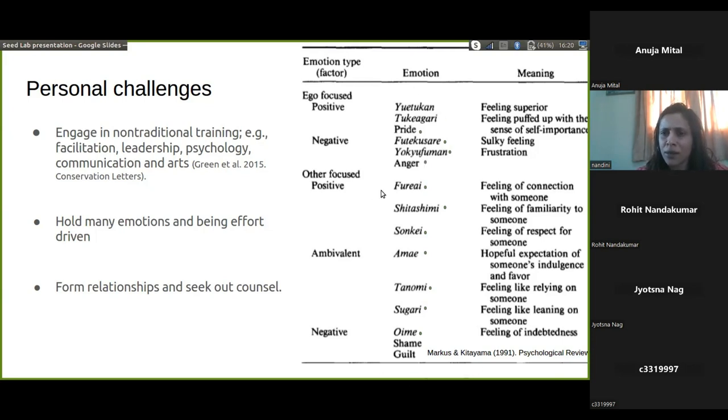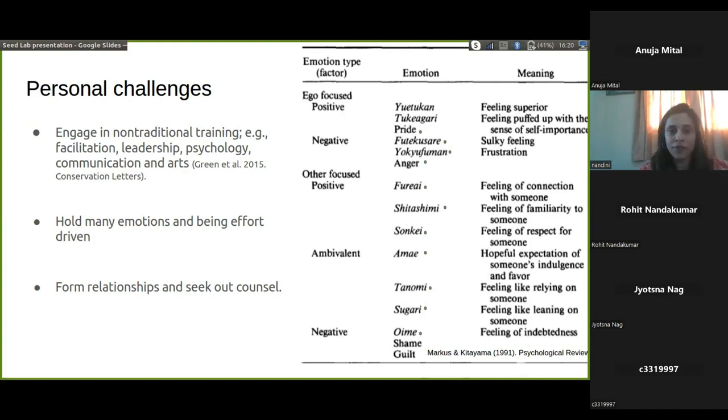They list out 12 different feelings. And sometimes I think as researchers and conservationists, we're holding so many at the same time, whether you're feeling sulky, whether you're also feeling a connection with someone who likes the same things as you, or level of familiarity.